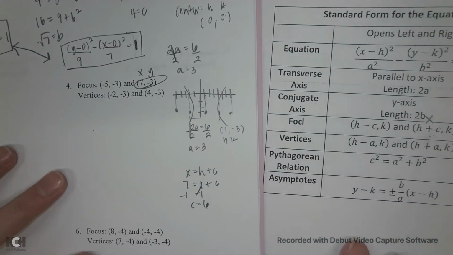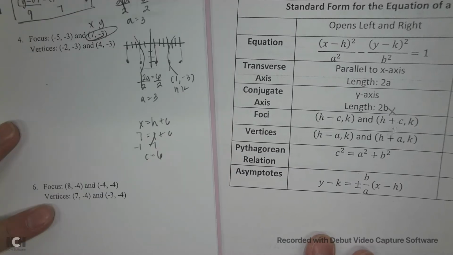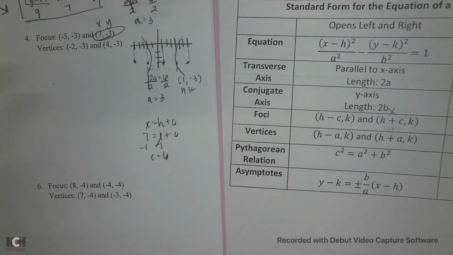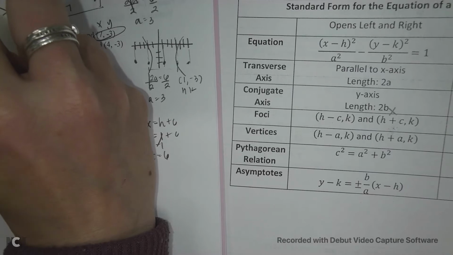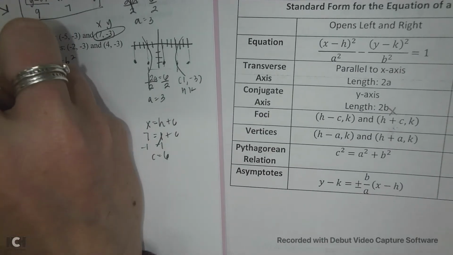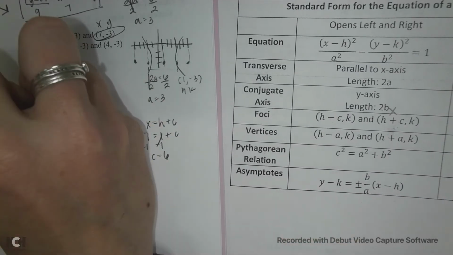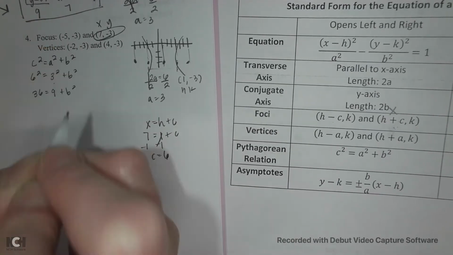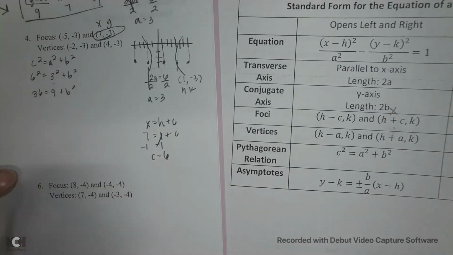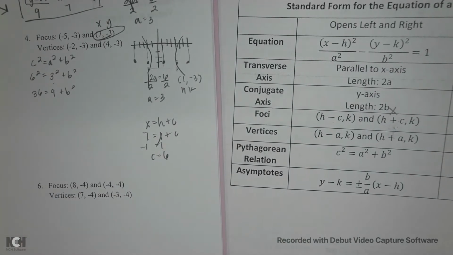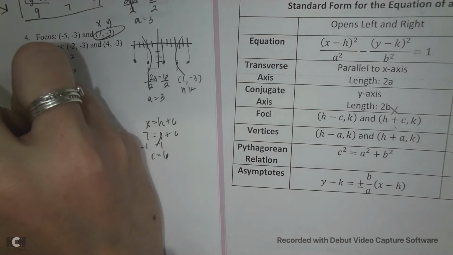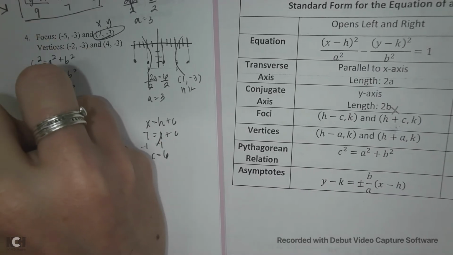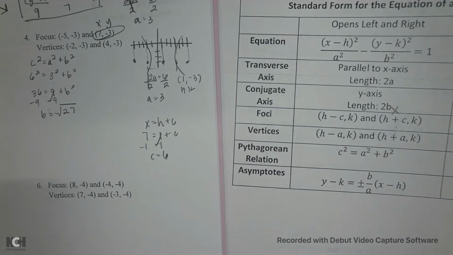So now I use my Pythagorean relation to figure this out. It's tricky to space it. So I've got C squared equals A squared plus B squared. I know that my C is 6, and I know that my A is 3. So now we solve. So we've got 36 and 9. And what is that? 27? Yeah. Just wanted to make sure. So minus 9, B equals the square root of 27, because 36 minus 9, and then square root that.